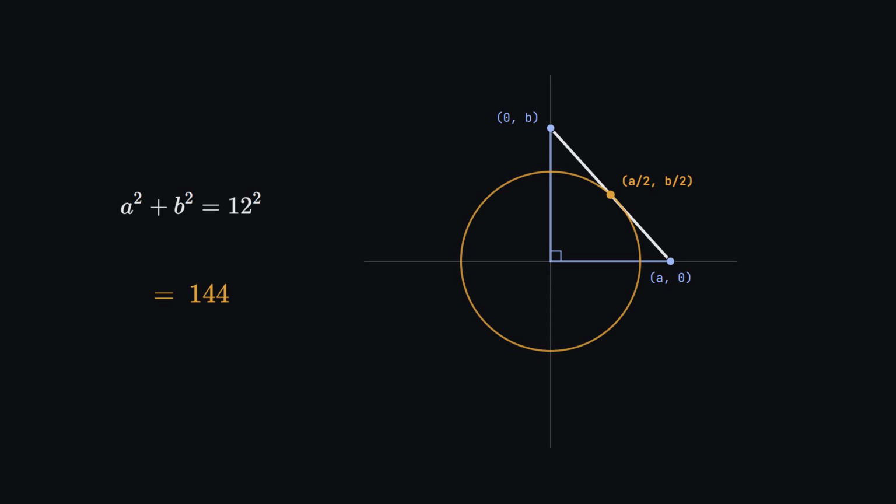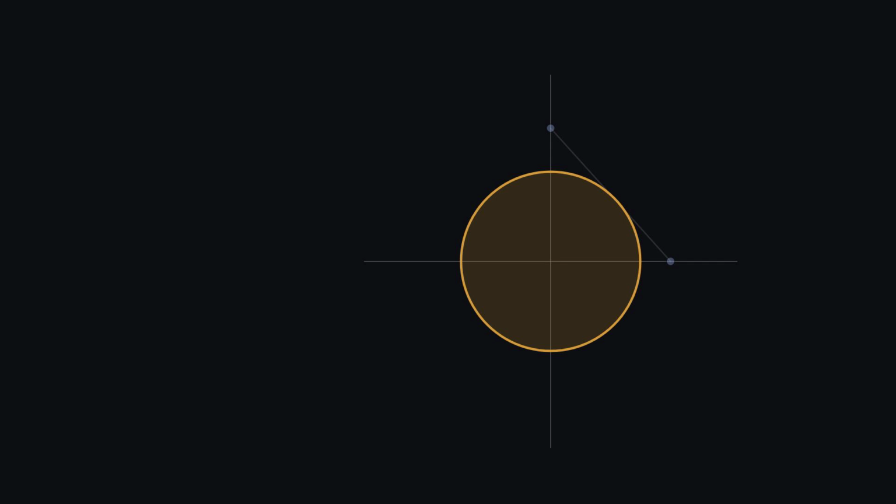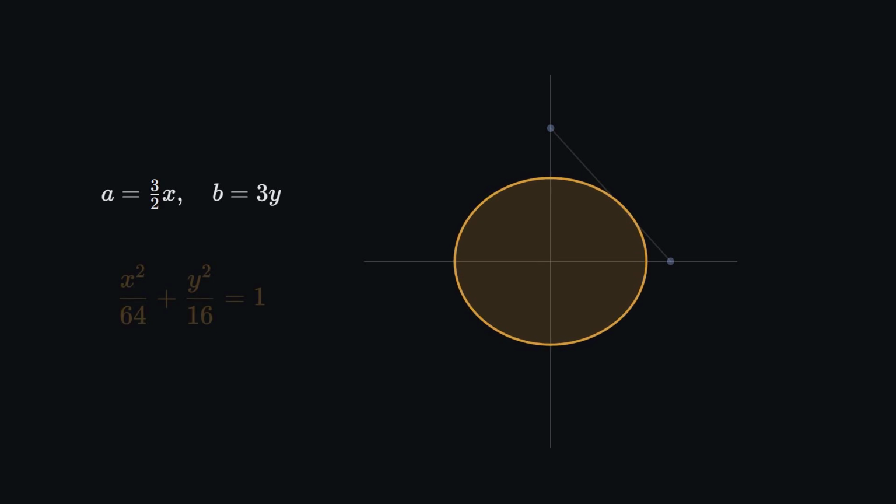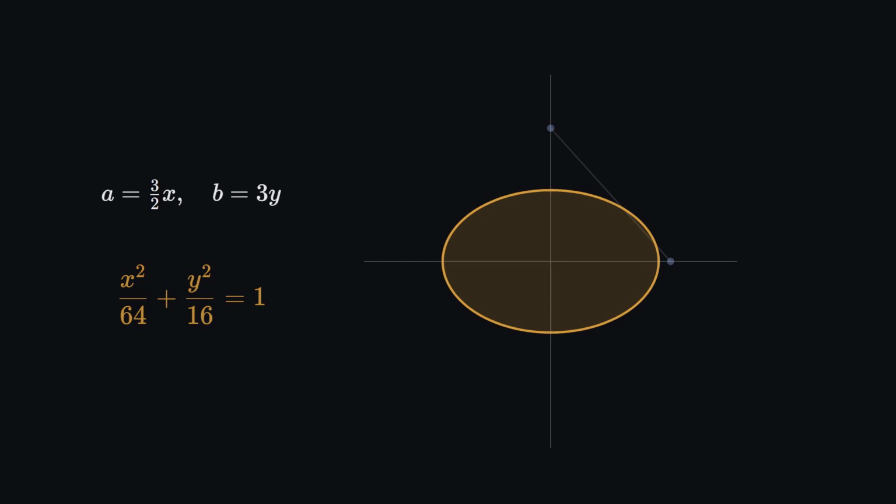P isn't the midpoint, but it's the same game. Its coordinates are 2/3 of a and 1/3 of b. Turn that around. a is 1.5 times P's x, and b is 3 times P's y. Put that into the same condition, a squared plus b squared equals 144, and it becomes x squared over 64 plus y squared over 16 equals 1.